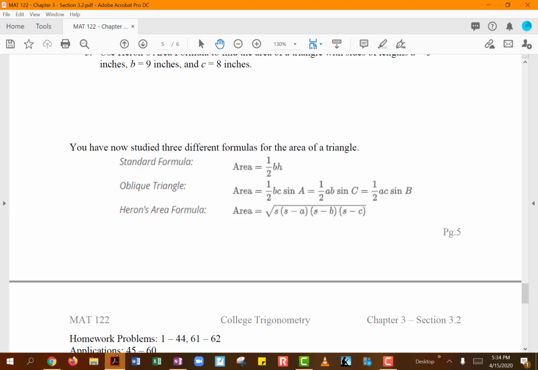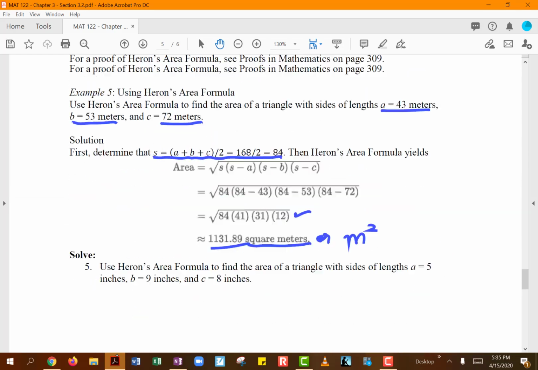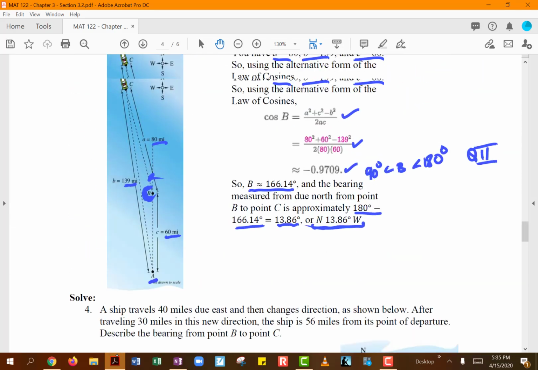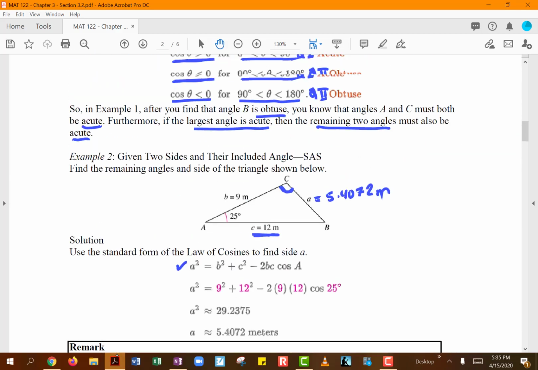And now, using our law of cosines, we came up with Heron's area formula, where your area equals the square root of the quantity S times S minus A times S minus B times S minus C. So now you have three different area formulas depending on what information you are given. Alright guys, so this is what we had to talk about in section 3.2. This is the only section we had left to talk about in chapter 3, so we are done with chapter 3 now.